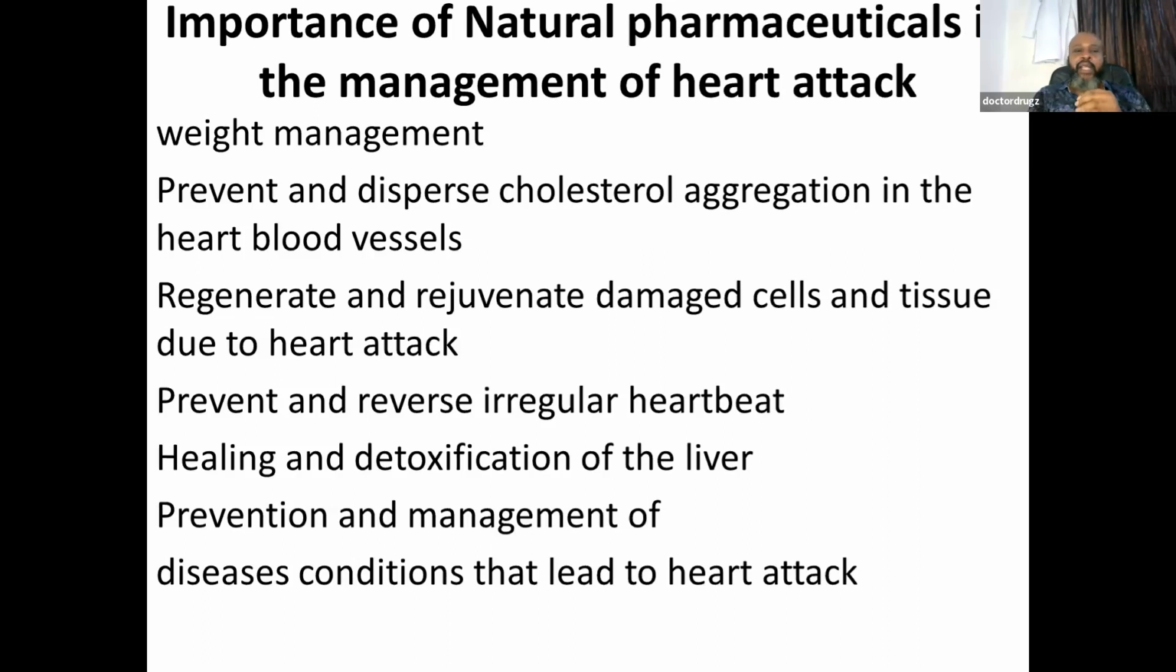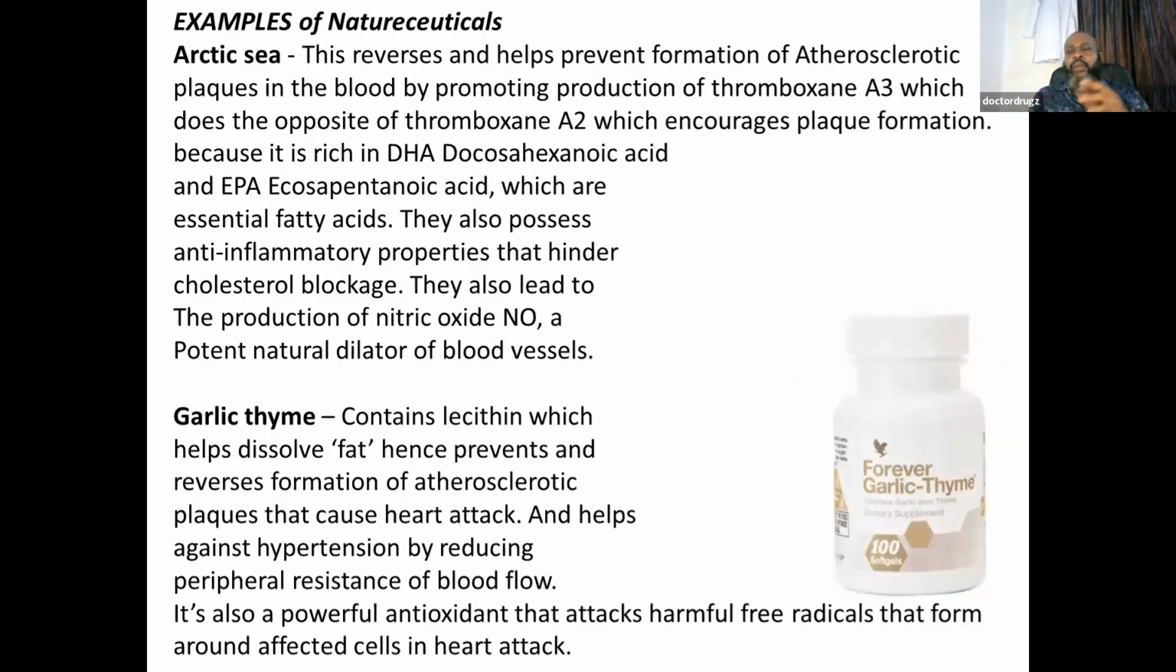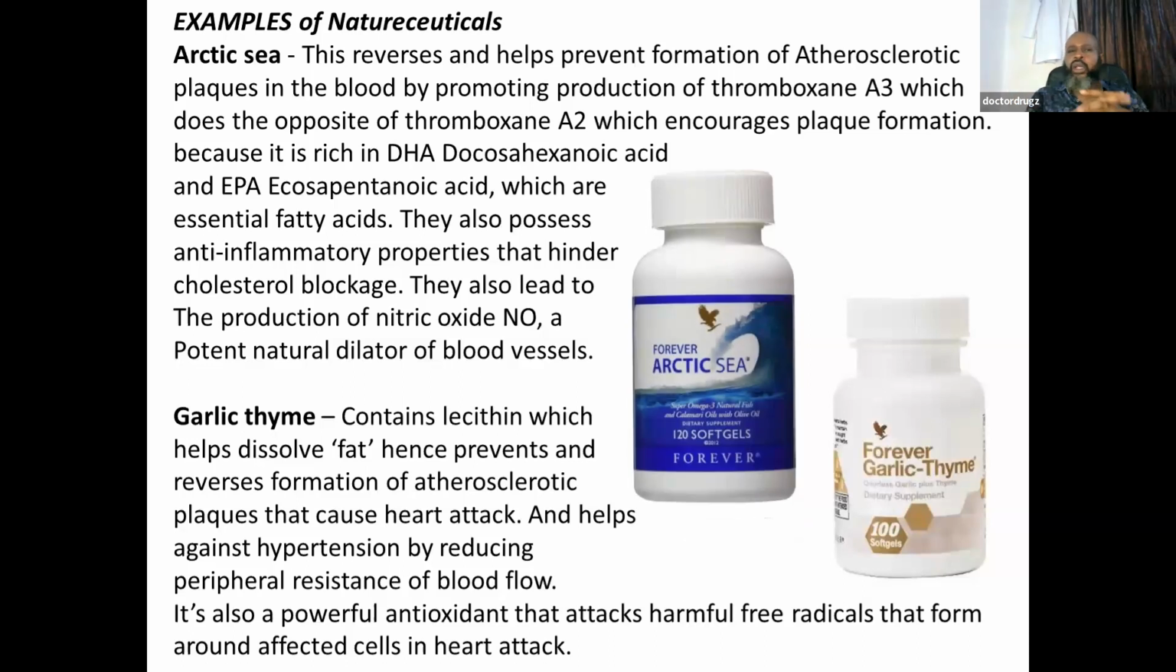The prevention and management of disease conditions that lead to heart attack, including hypertension, etc., etc. These are just a few examples. I'm not going to dwell on this for too long. Whoever invited you will be able to explain this in detail. But just bear in mind that these are what we call essential fatty acids, because our bodies cannot produce them. They have to come from outside.